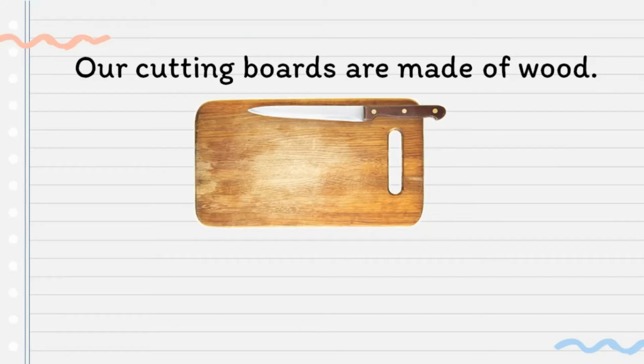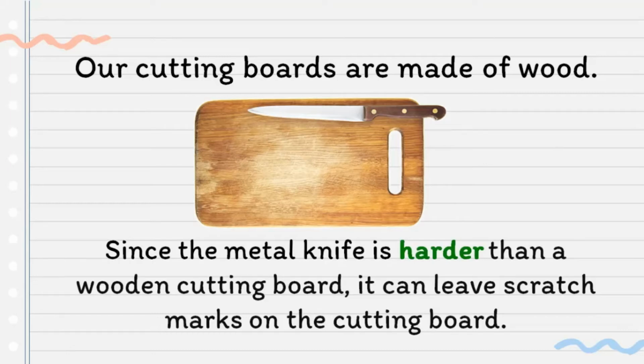An example of this is our cutting boards. Our cutting boards are made of wood, right? Since the metal knife is harder than a wooden cutting board, it can leave scratch marks on the cutting board.